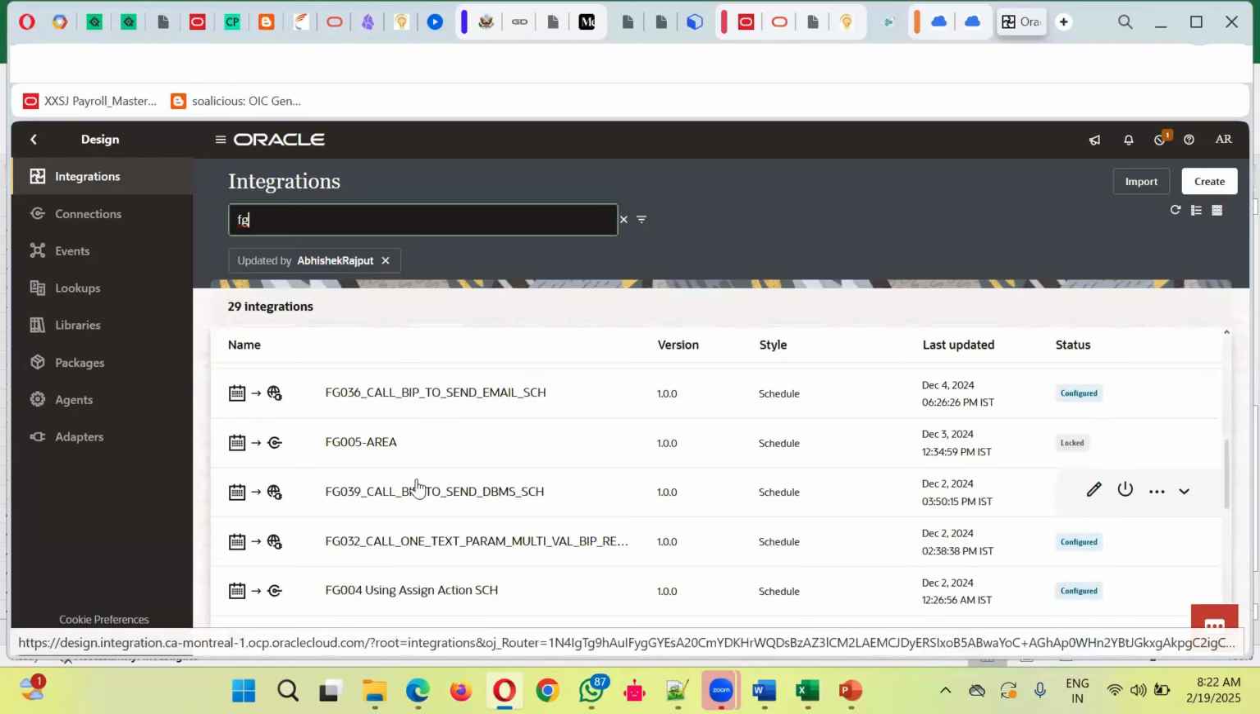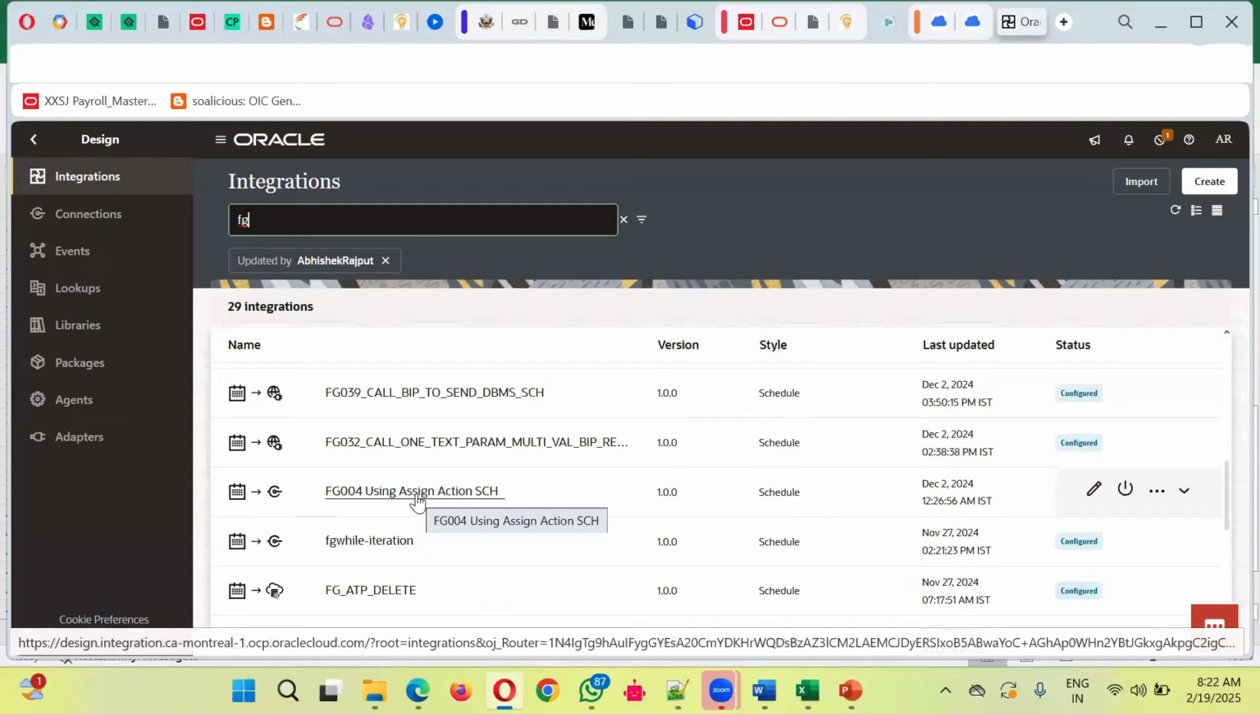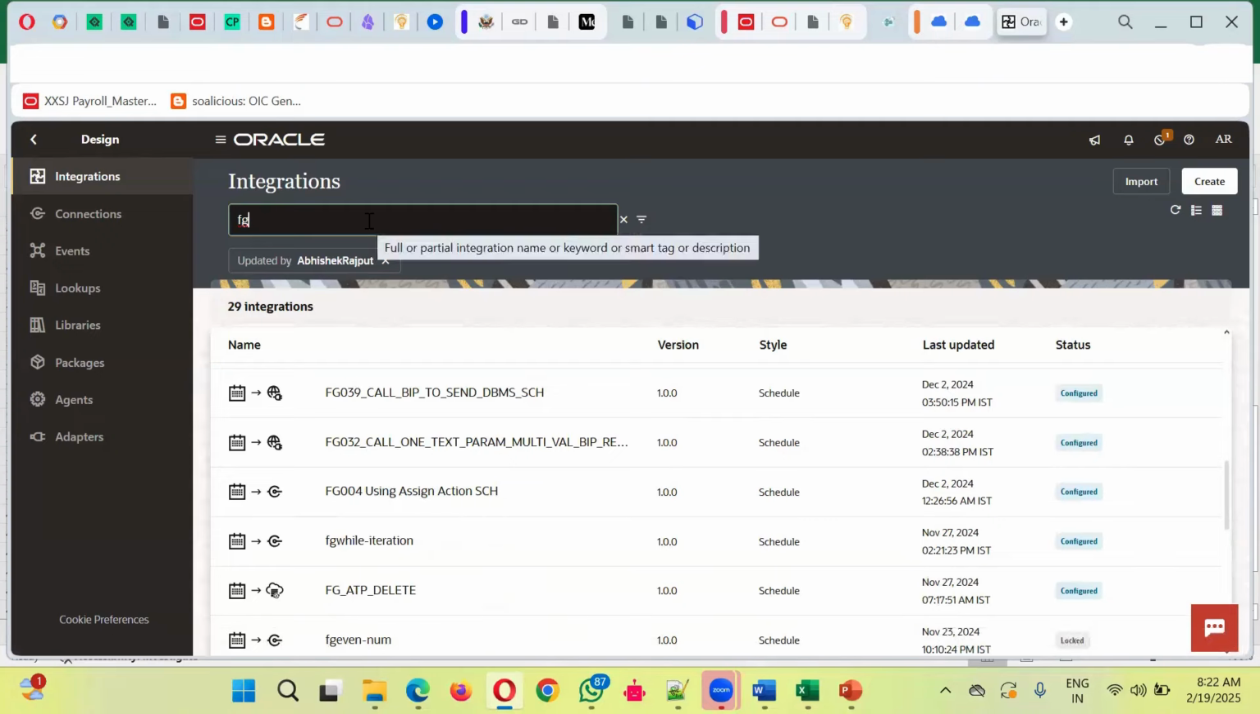Okay. Will you be including Boomi integrations? No, Boomi is not included in this. Okay.